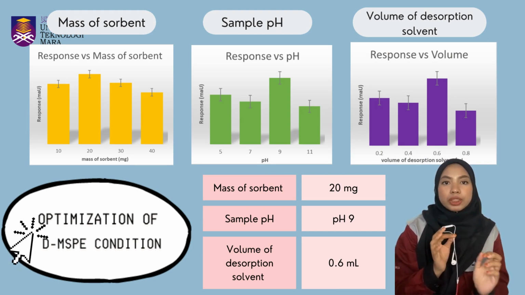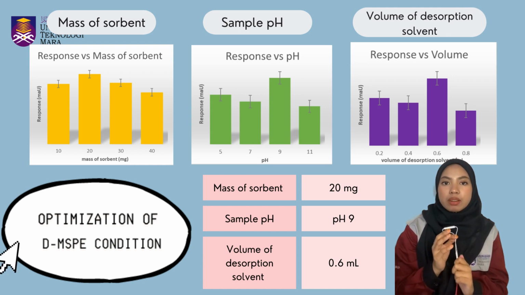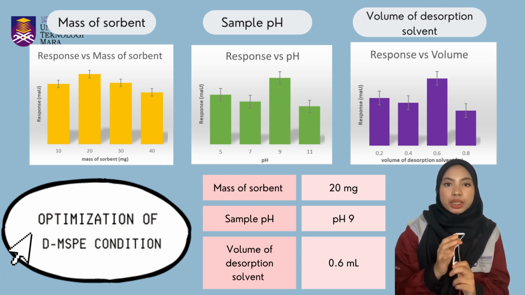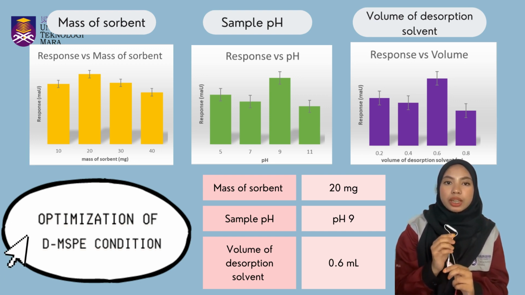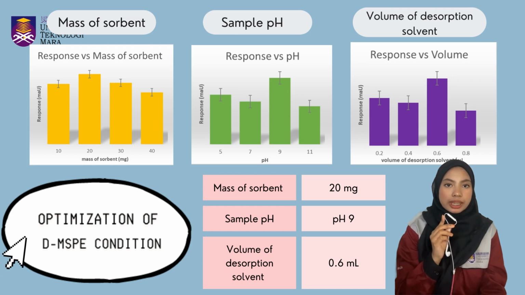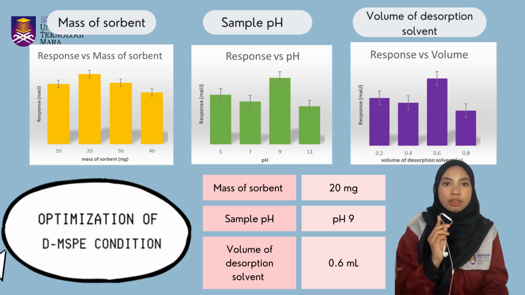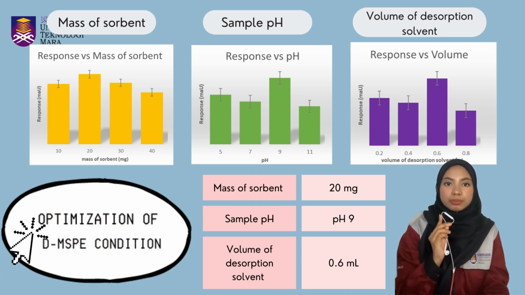Amount of sorbent was vital in D-µSPE effectiveness. The mass of 20 mg of GO gave the best result compared to other masses since it has the highest peak area. The peak started to decline at 30 mg. This result suggests that 20 mg of graphene oxide can provide enough active sites for the adsorption of hydrocortisone.